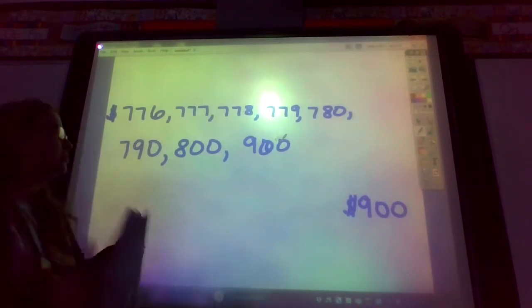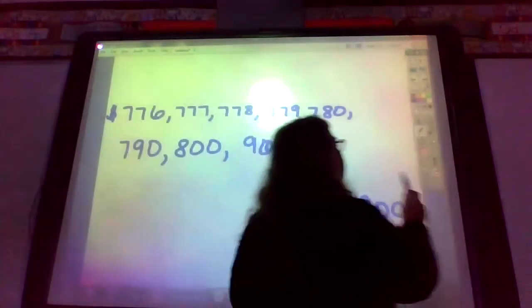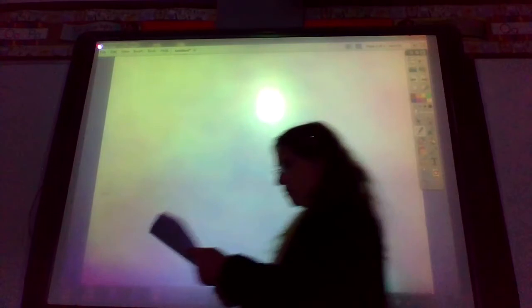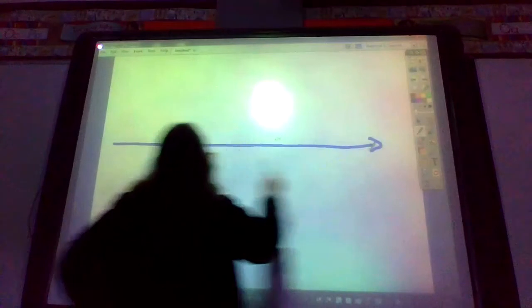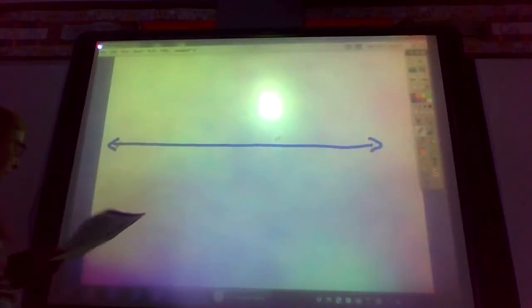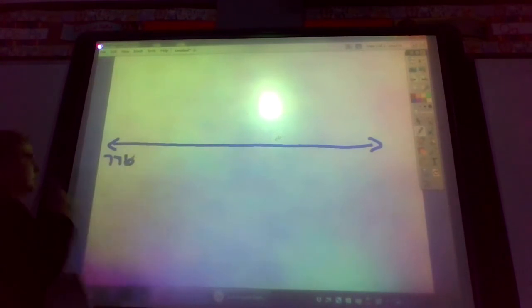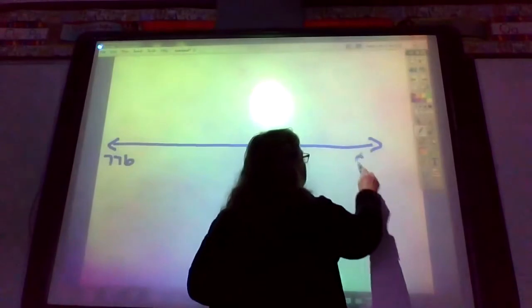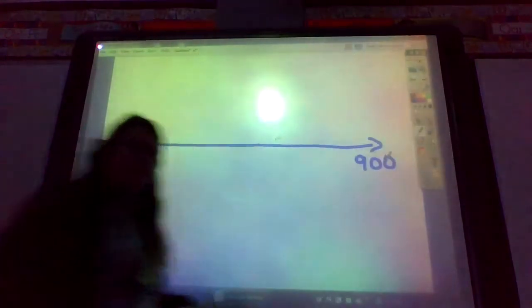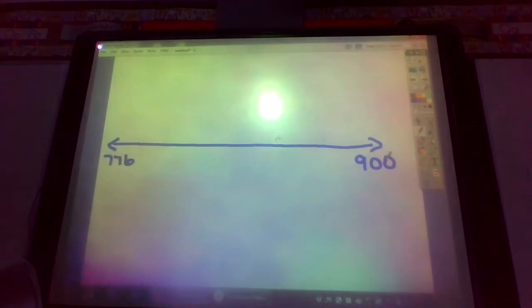Okay? Well, let me show you this on a number line, because that's kind of what we're also going to be doing. So, let's say I have a number line that looks like this. Here's my number line. I have 776. I want to get to 900. I'm going to do the same thing, but I'm going to make hops. I'm going to make little jumps. So I'm going to start here at 776.